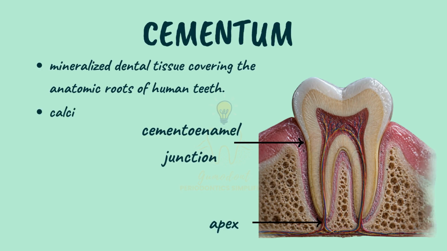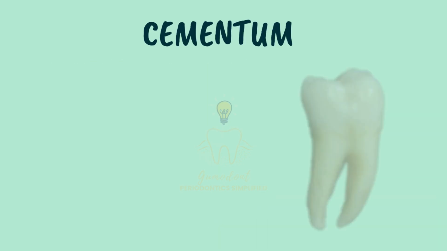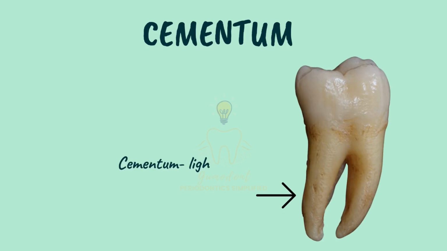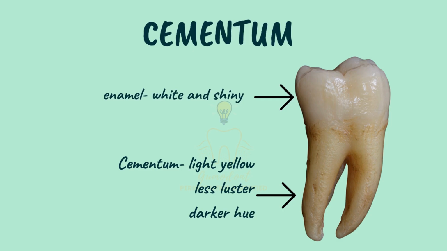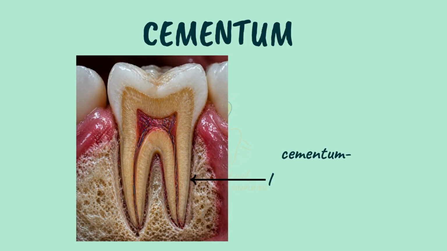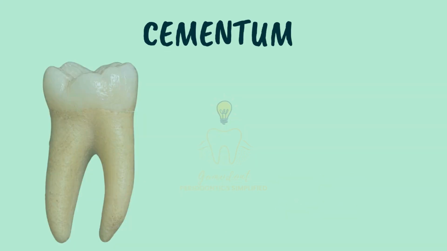It is calcified and avascular. Cementum is light yellow in color and can be distinguished from enamel by its lack of luster and its darker hue. It is slightly lighter in color than dentin and is also less hard than dentin.